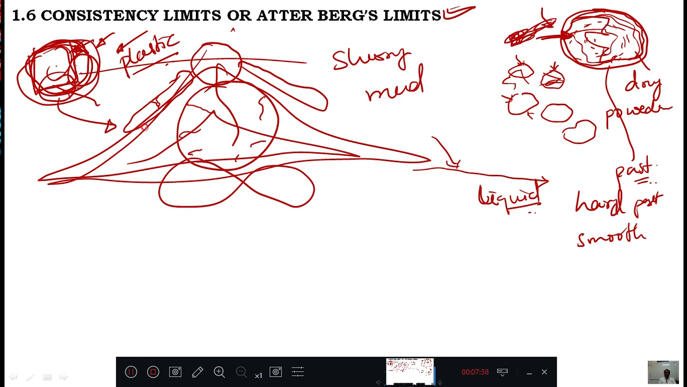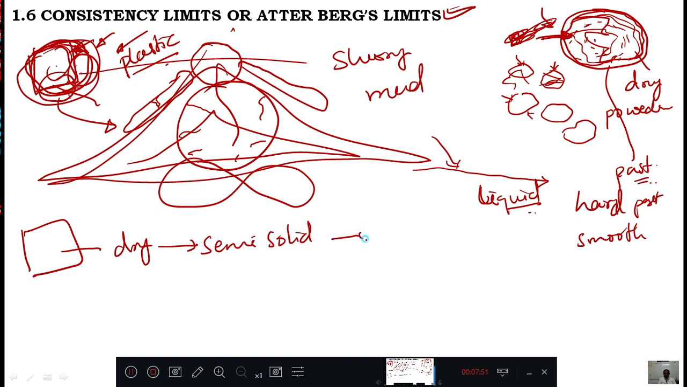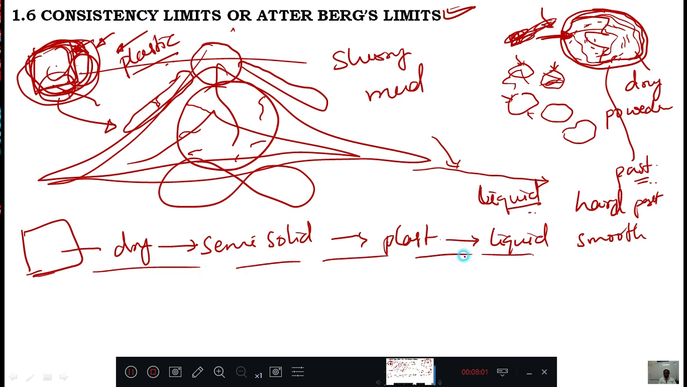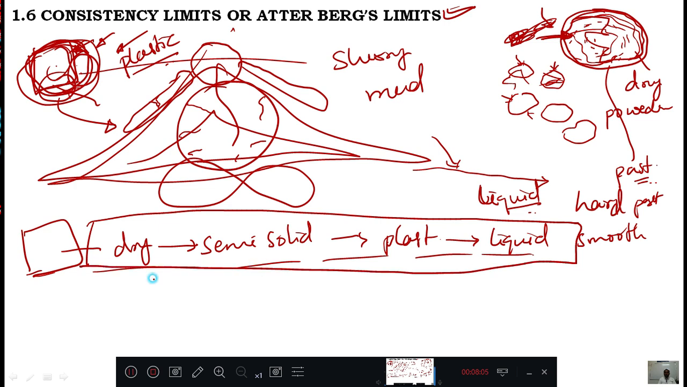Understood? Means I have only one type of soil. This is behaving like dry soil. If I add some amount of water, then it is behaving like a semi-solid. That is again behaving like a plastic material. Then again by adding some more water, it is behaving like a liquid material. The same soil, see, the behavior is different. Behavior is different with respect to what? With respect to addition of water.